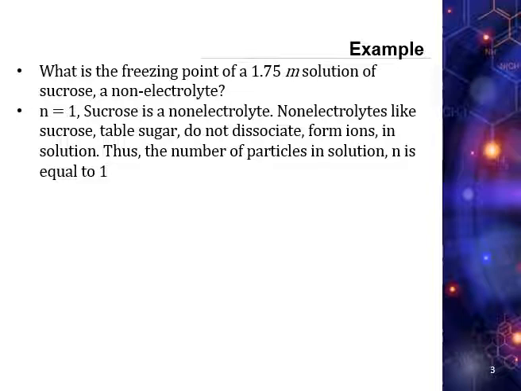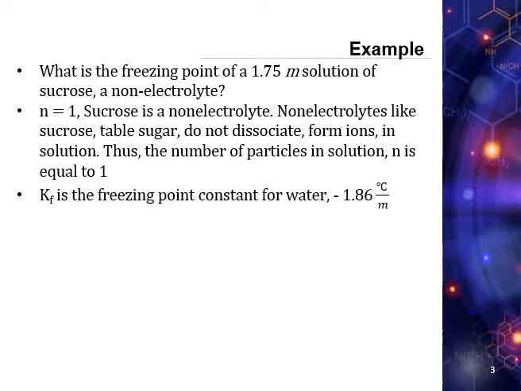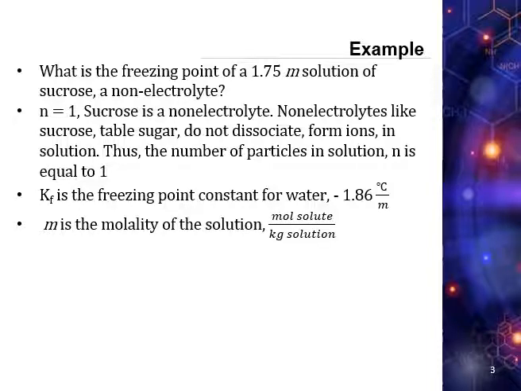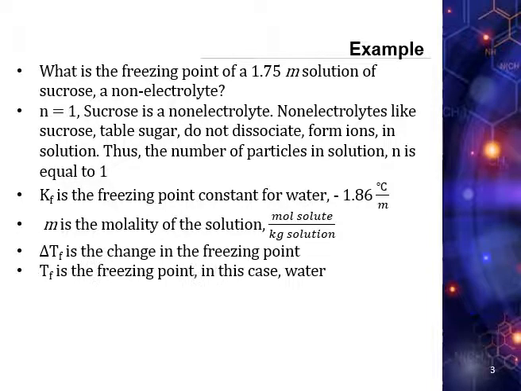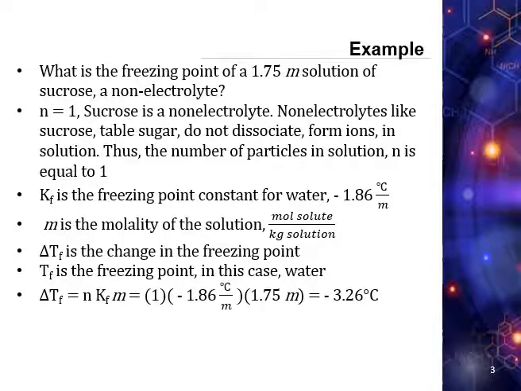Thus, the number of particles in solution, N, is 1. Kf is the freezing point constant for water. It's minus 1.86 degrees Celsius per molal solution. m is the molality of the solution, the moles of the solute per kilogram of solvent. The change in the freezing point is delta Tf. Tf is the freezing point. In this case, it's going to be water.